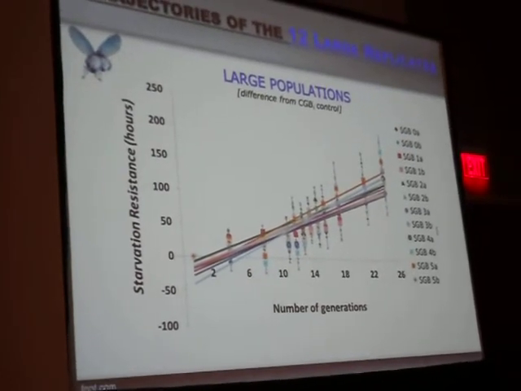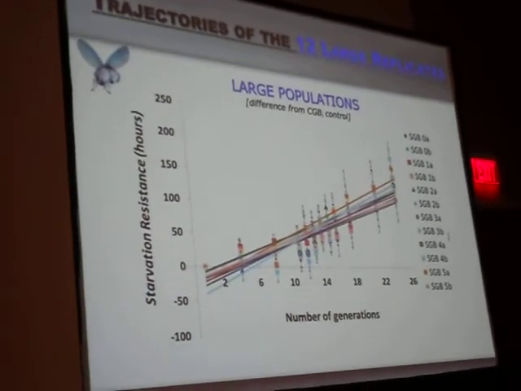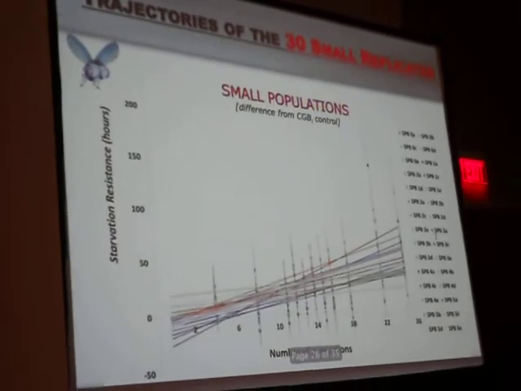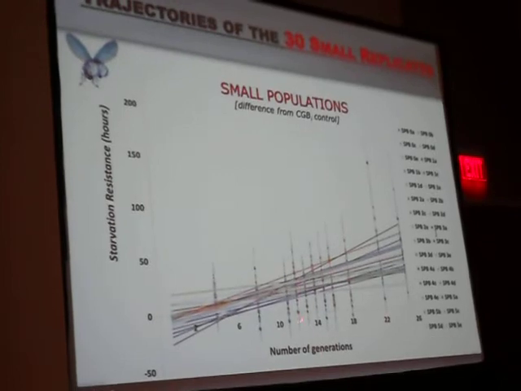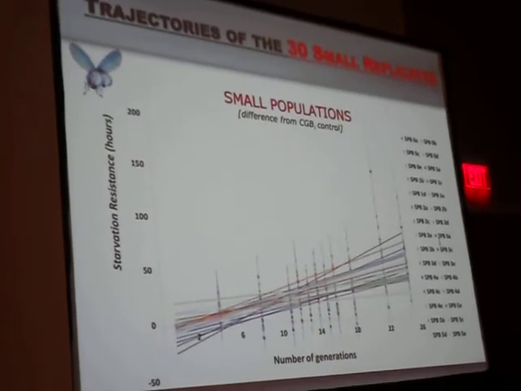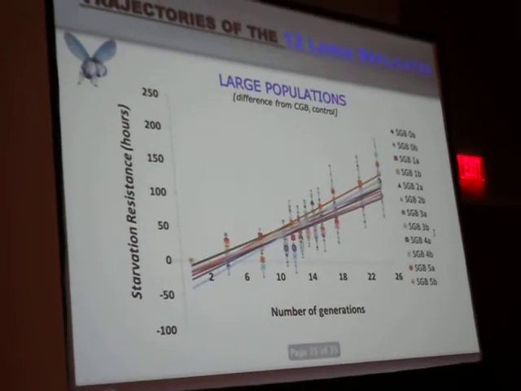So these are just my show-off graphs of my 12 individual large populations and my 30 individual small populations that show there's a lot of heterogeneity among replicates, especially in the small populations compared to the large.